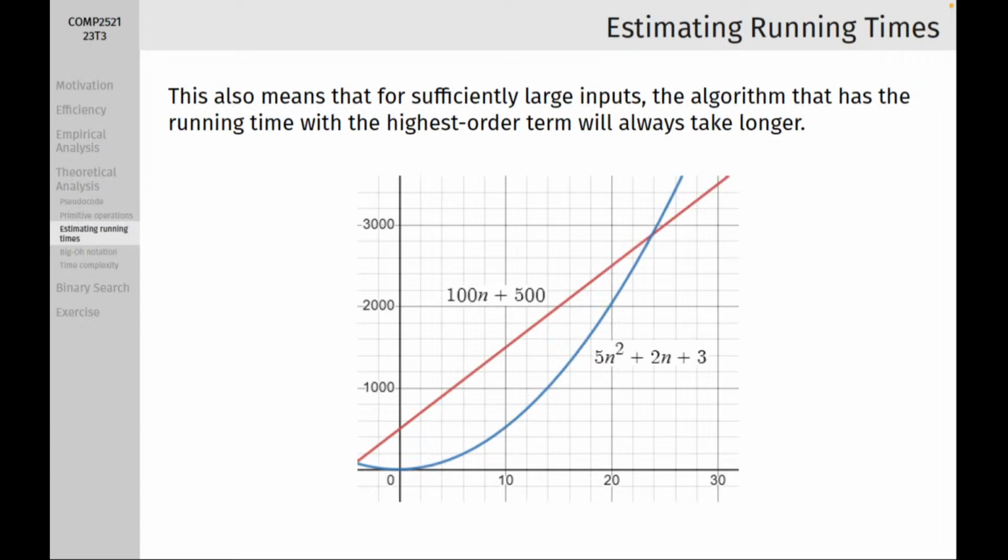Okay, so the point here was that for sufficiently large inputs, the algorithm that has the running time with the highest order term, which in this case is the 5n squared, will always take longer. For small inputs, it might not, but from some point onwards, there's a threshold where if you increase the input any more, the algorithm with the higher order term will take longer.